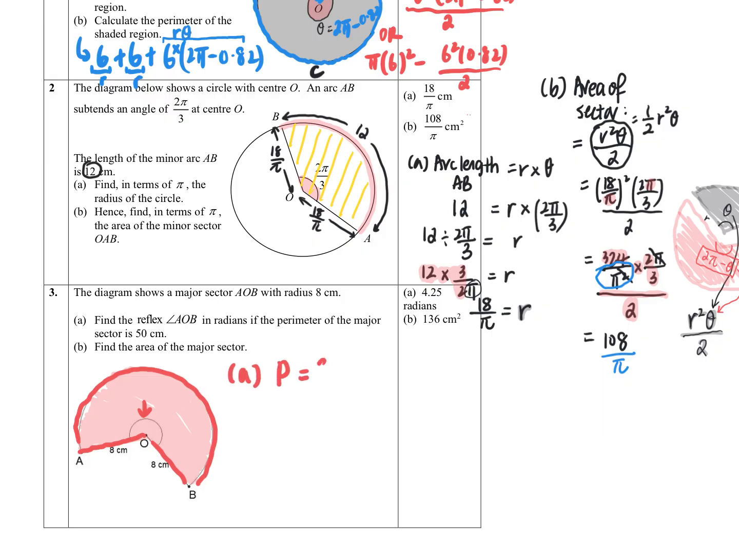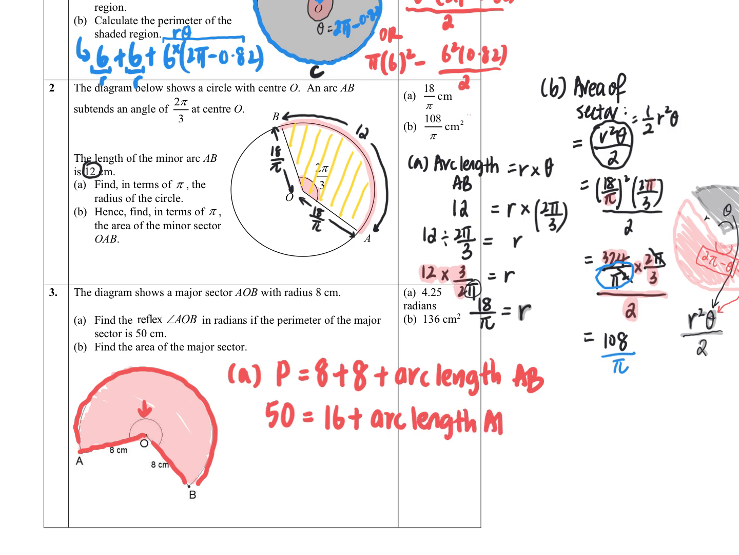Perimeter is 8 plus 8 plus the arc length, plus 16? Yeah, that's why. The process is important. Okay, so you go and simplify, you will realize that the arc length AB is 50 minus 16, so 34.